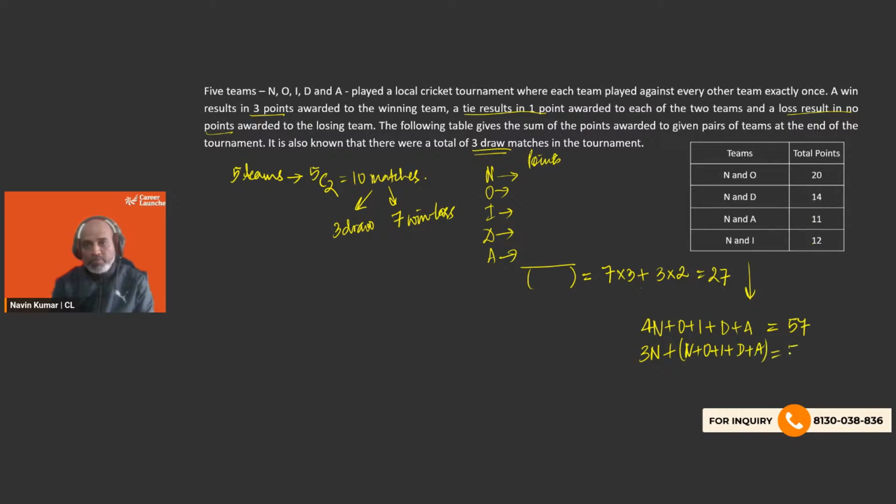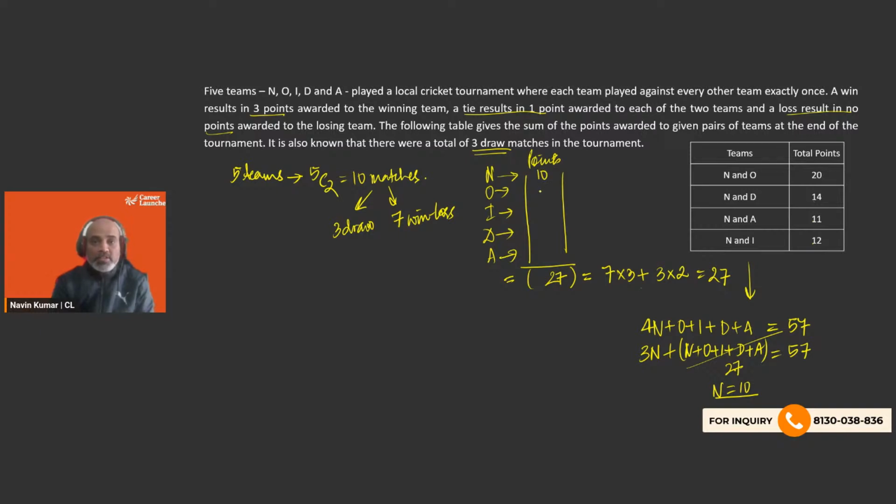And that is going to be 57, where we know that the sum of the points among these 5 teams results in a total of 27. So if this is going to be 27, the value of N will turn out to be 2. That means the total points N has is 10.